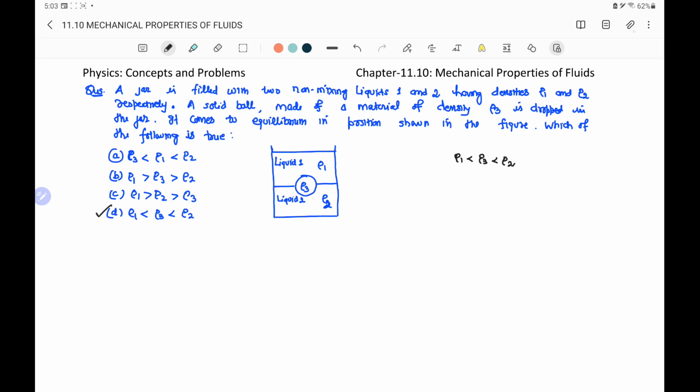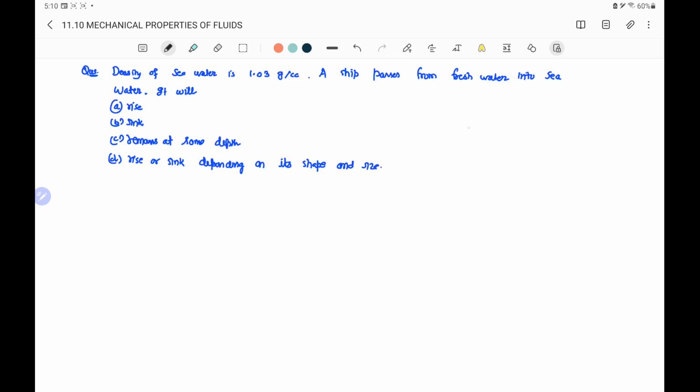Next question is, density of seawater is 1.03 gram per cc. A ship passes from the fresh water into seawater. It will rise, sink, remain at same depth, or rise or sink depending on its shape and size. We know that an object of weight mg floats on the liquid if this weight is balanced by the buoyant force given by rho Vg, where rho is the density of the liquid, V is the volume of the liquid displaced by the body, and g is the acceleration due to gravity.